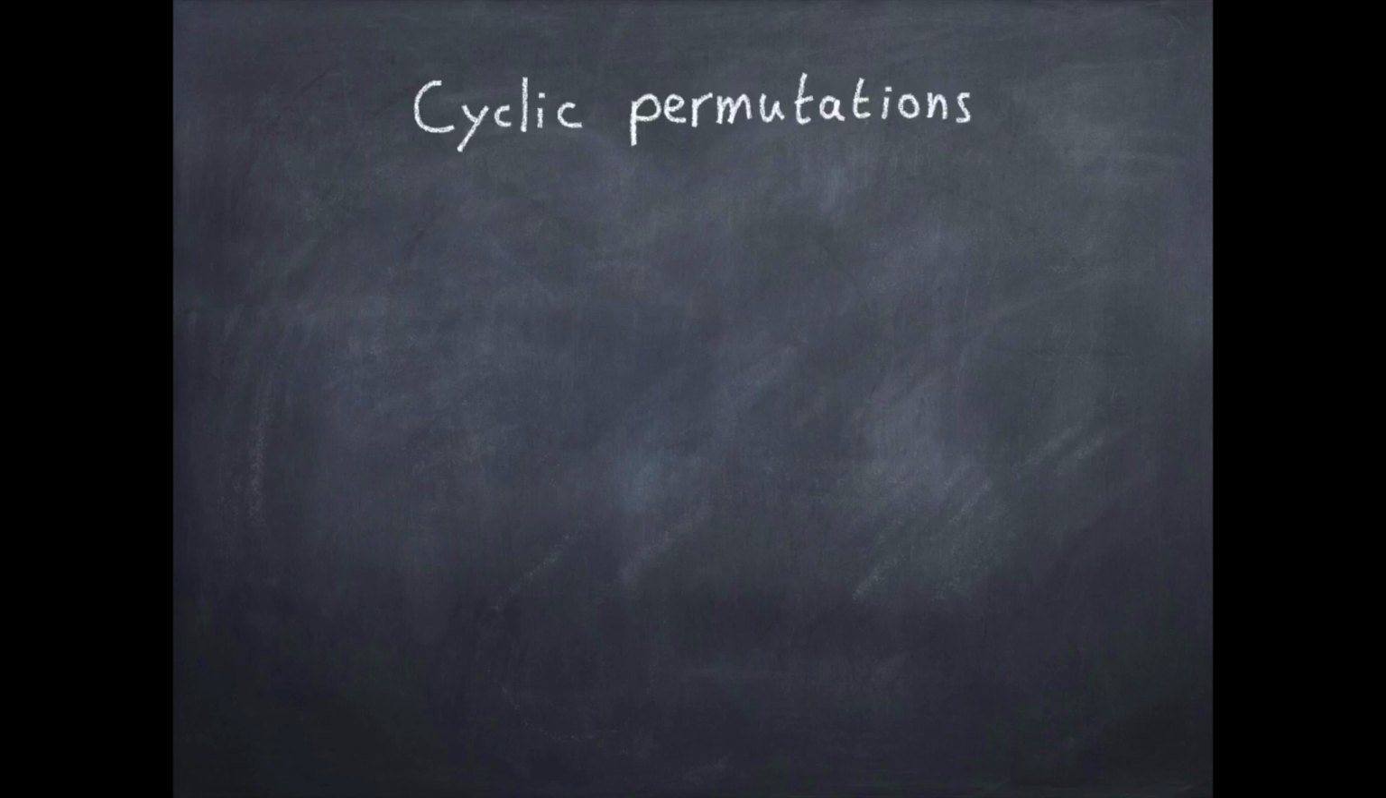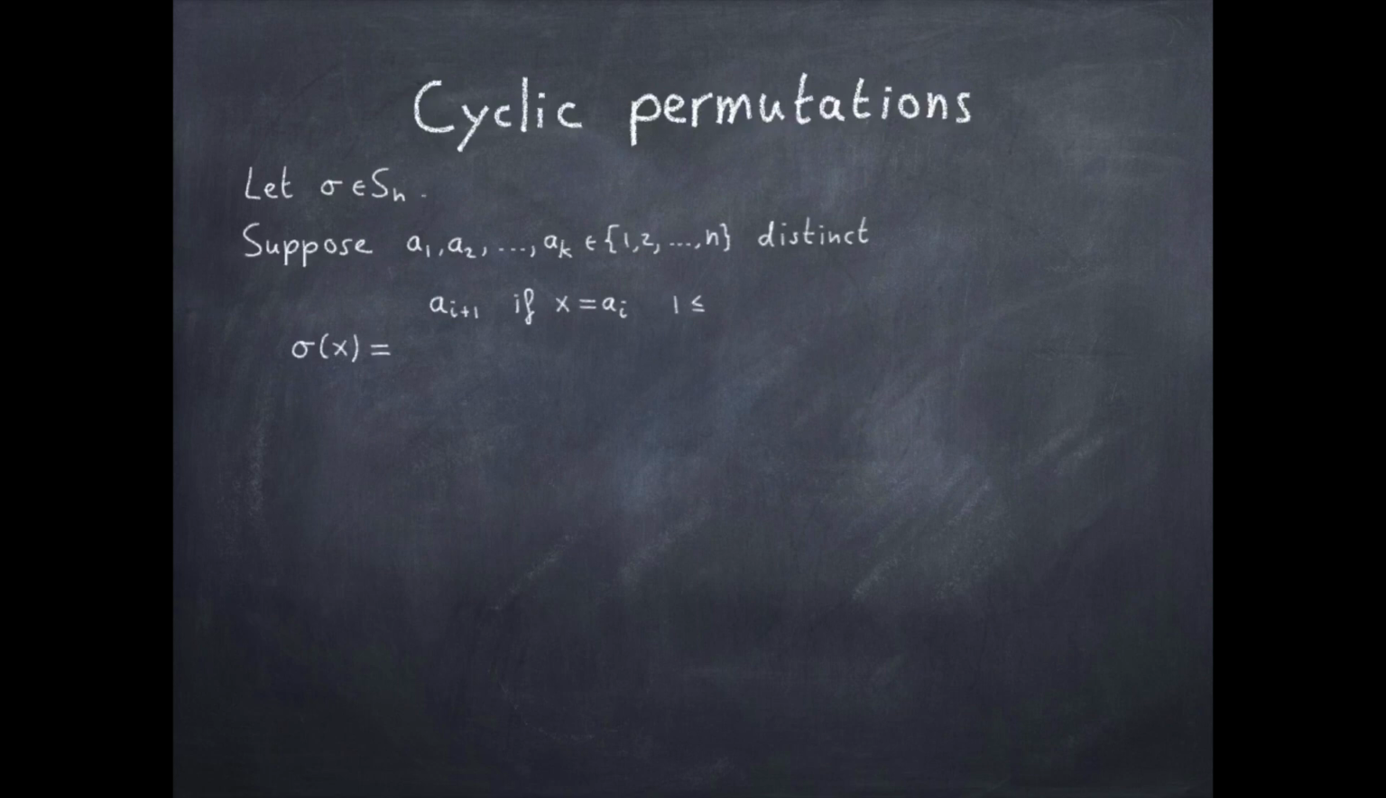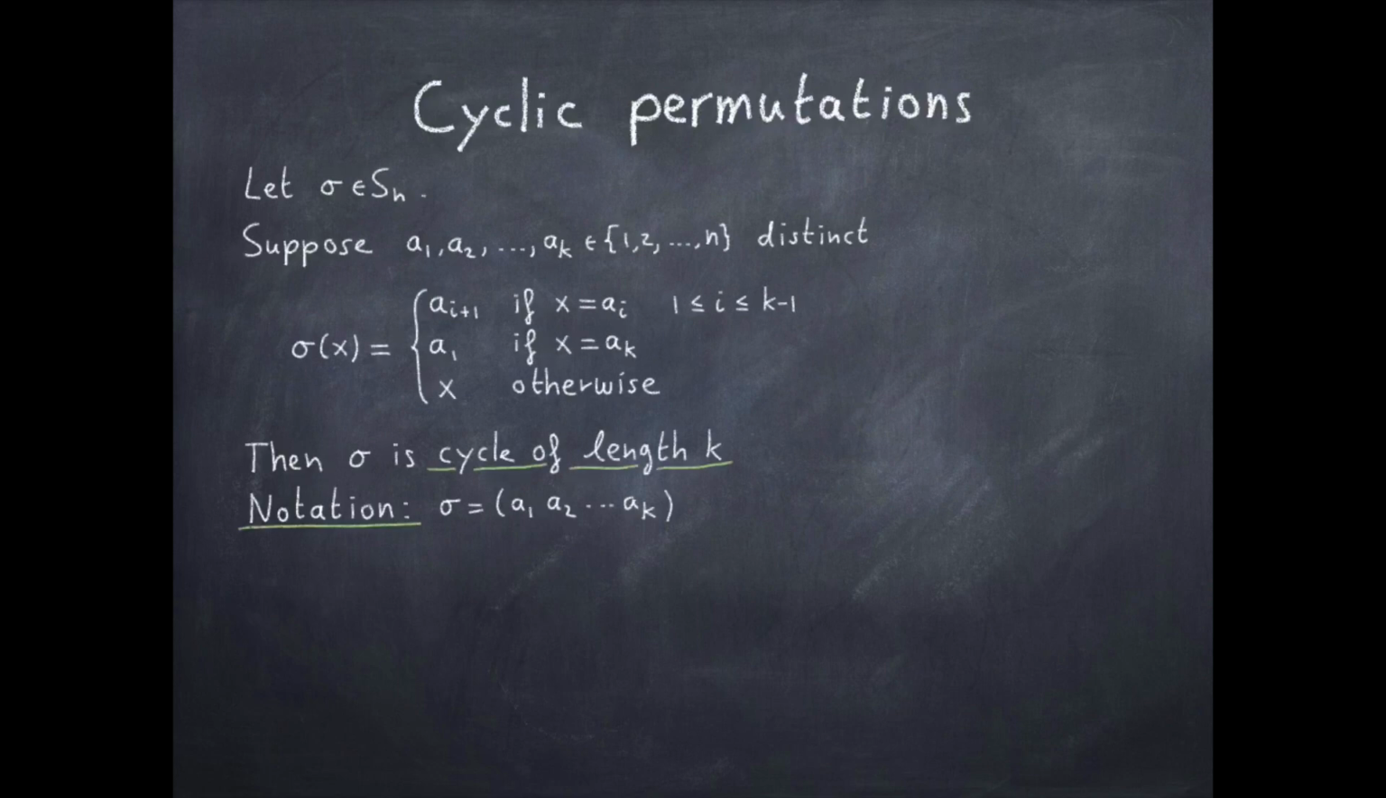Let's describe cyclic permutations and the decomposition into cycles a little bit more formally. Suppose that we have k distinct elements, a1, a2 up to ak, from the set from 1 to n. And suppose that we have a permutation sigma with the property that it maps a1 to a2, a2 to a3 and so on, and it maps ak back to a1. Furthermore, suppose that sigma leaves all the other elements from 1 to n fixed.